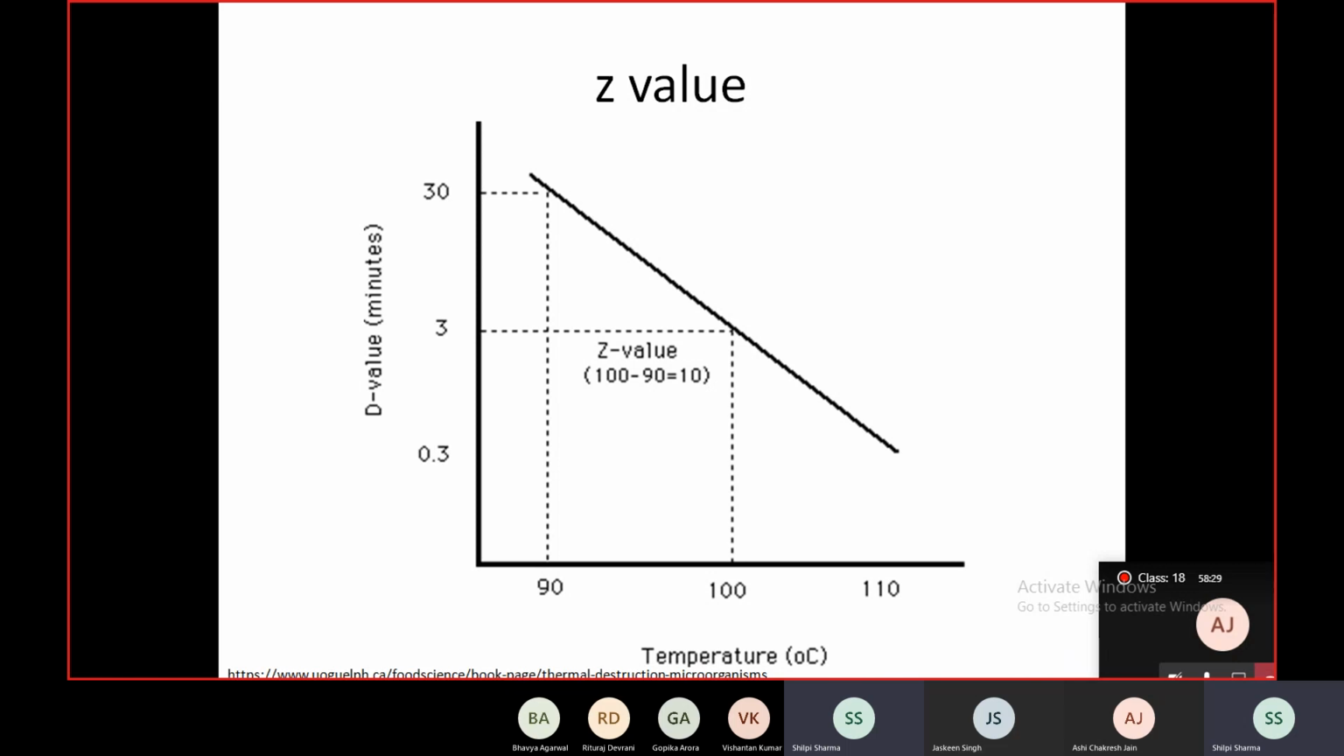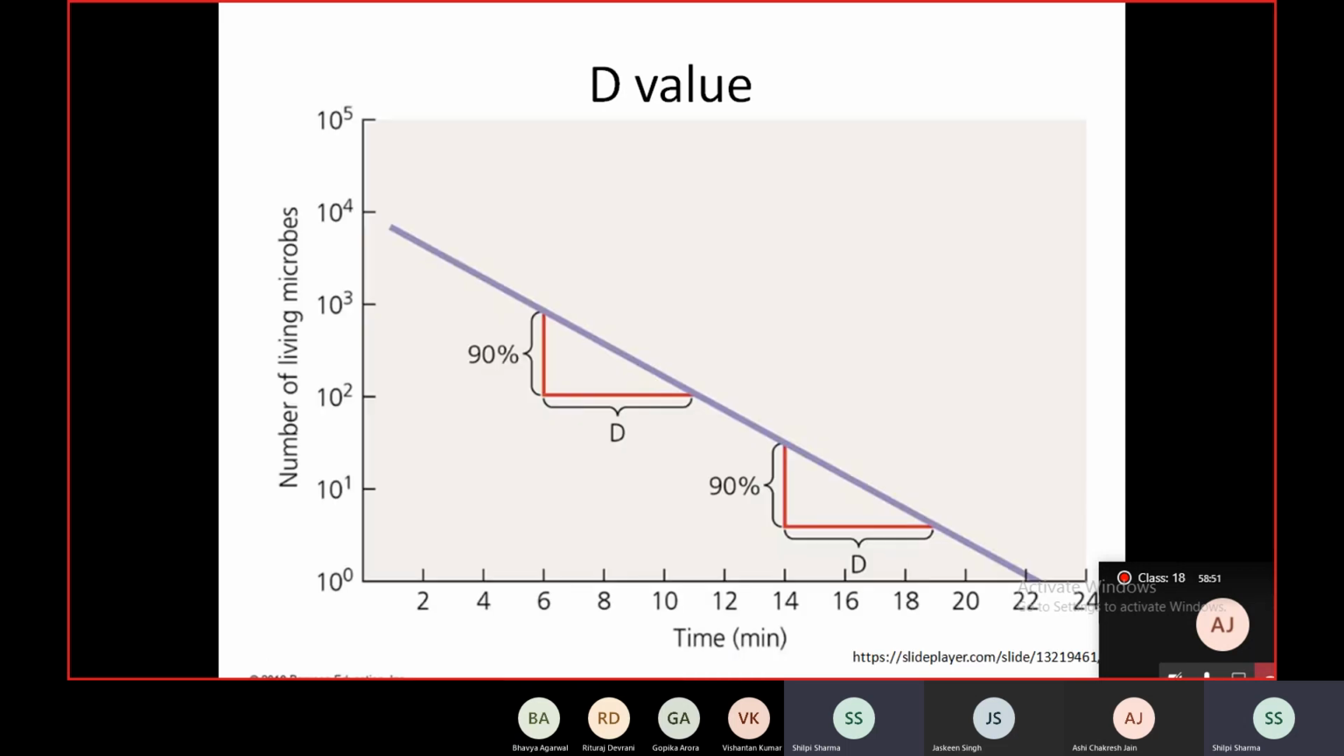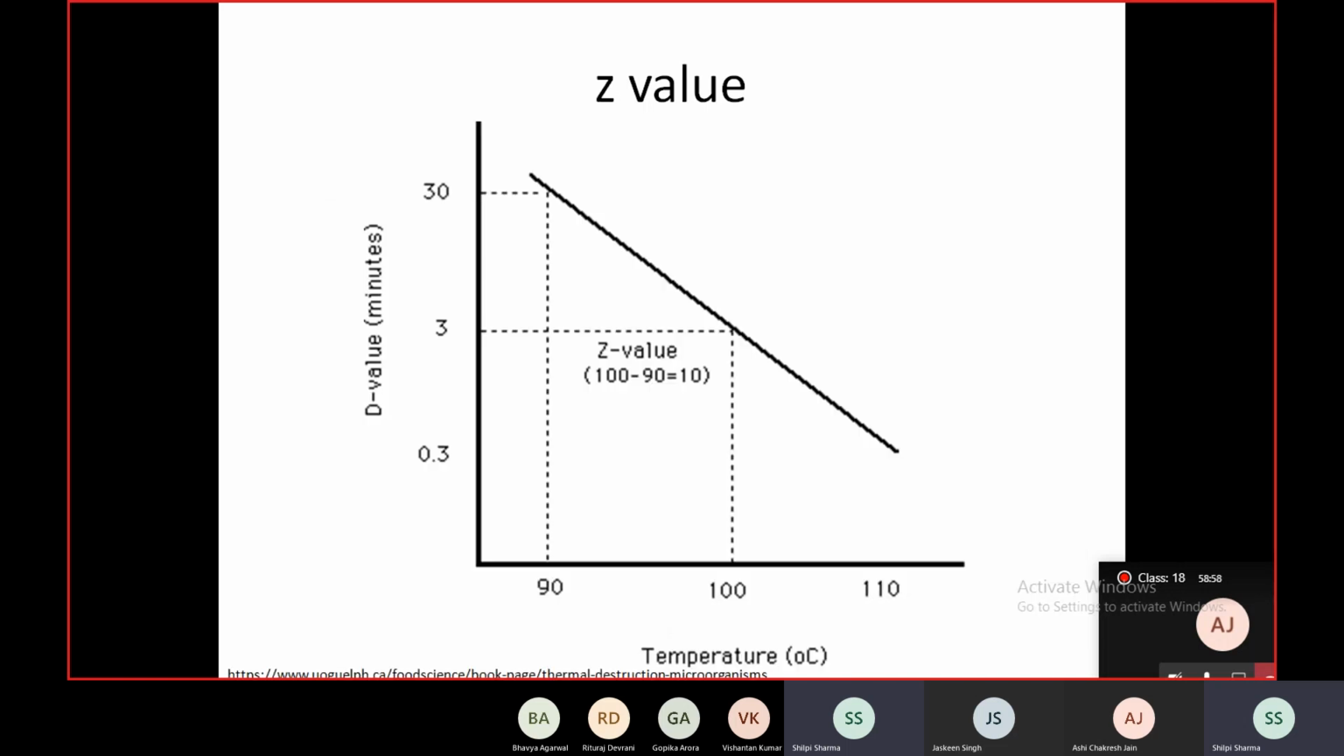And besides the D value, there's another important value, that is the Z value. This is also used to describe the efficacy of control agents. It is defined as the temperature change required to change the D value by a factor of 10. So basically this is a change in temperature. While the decimal reduction time was in units of time, here you have the unit as temperature, so it's degrees centigrade.